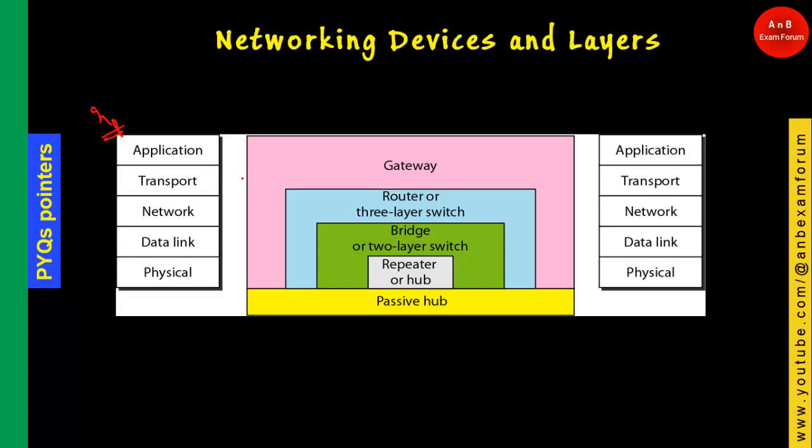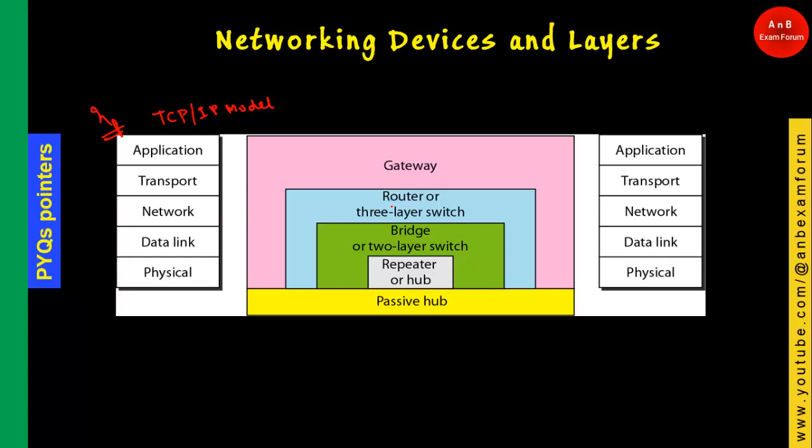As you can see, these are the layers: physical layer, data link layer, network layer, transport layer, and application layer. Which model is this? The TCP/IP model, because there are 5 layers in it. They can ask you in many ways. For example, at what layer does a gateway operate? Your answer should be that it operates at all the layers. You can see the pink color, it is operating at all the layers.